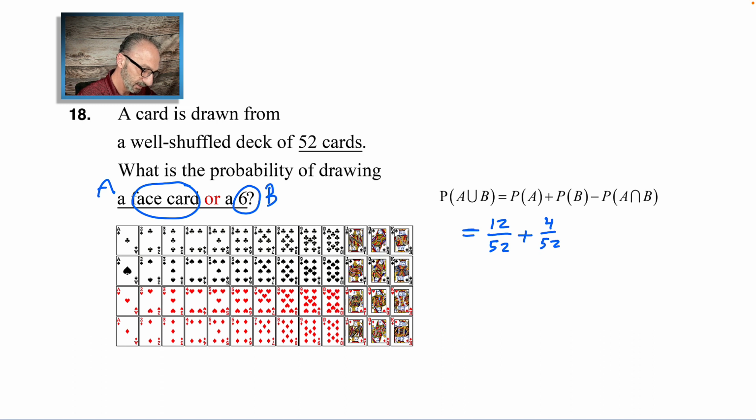So going back, we have minus 0 out of 52, and 52 is a common denominator. 12 plus 4 is 16. Simplify, divide by 4, divide by 4, and I get 4 over 13. That's the answer.